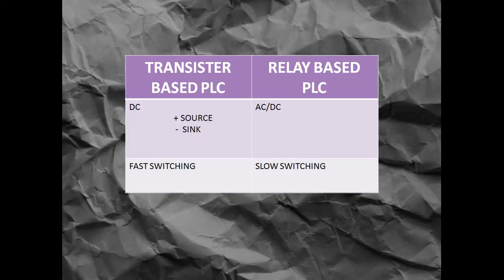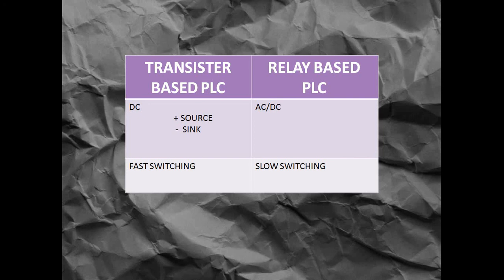So next type of classification is based on whether the PLC is transistor based PLC or relay based PLC. As you know, transistor is an electronic device and relay is an electromechanical device. So in transistor based PLC only DC supply can be used, and in relay based both AC and DC supply can be used.